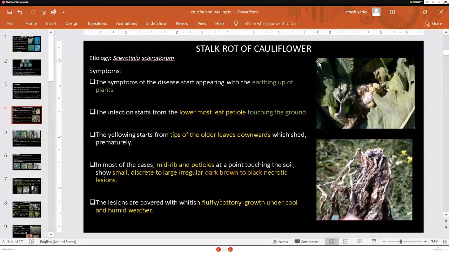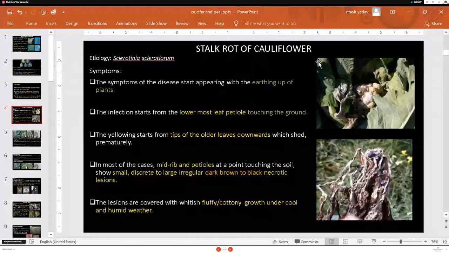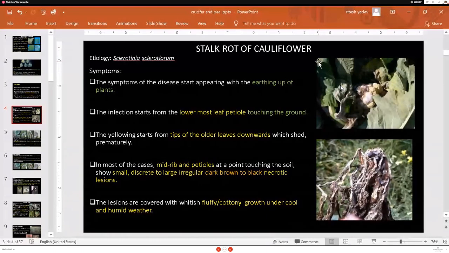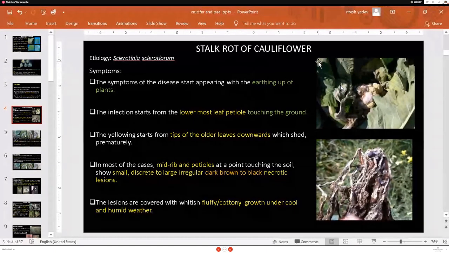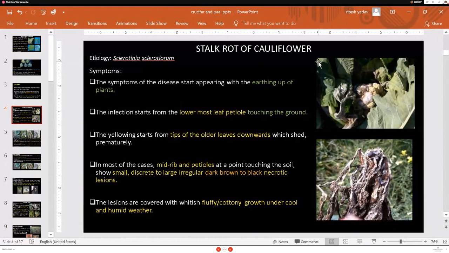So generally this is seen in Tarai conditions from the month of December to February. After February, this disease cannot proliferate because of warmer temperature conditions. While looking for this disease, we must always look at the lower leaves. In the initial stage, symptoms are only observed on the lower leaf, particularly on the petiole and the midrib.